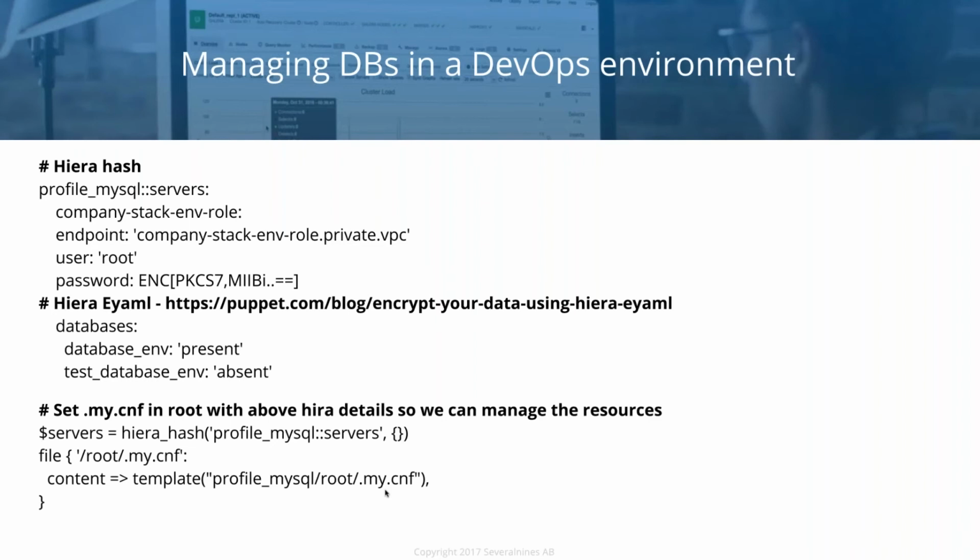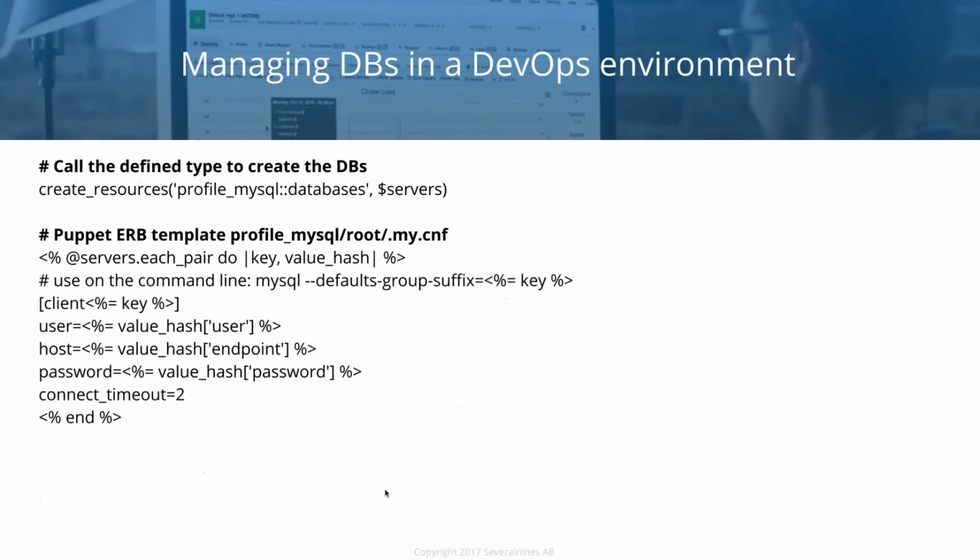For this, I then take these credentials, and all that I do is I populate a .my.cnf in the root folder of your management node. This is very handy because you can now, via the command line, interact with your databases, or you can use Puppet to interact with your databases. You can use mysqldump with a --defaults-group-suffix. So we now create a quick my.cnf.